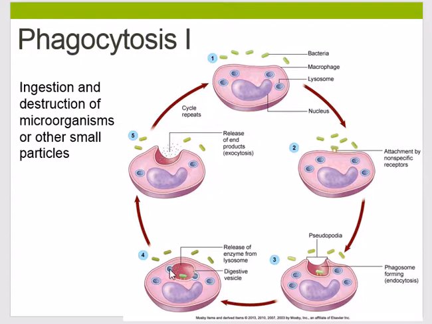Then we're going to have pseudopod formation, and it's basically engulfing the bacteria through the process of endocytosis. And then once the bacteria has been engulfed and enveloped, lysosomes are going to attach to this enveloped area so that they can release their enzymes and destroy the bacteria. And then finally, we're going to have the contents released, these non-harmful products.